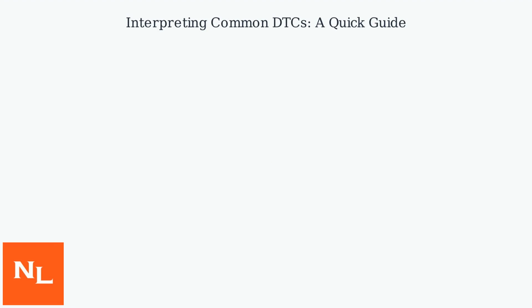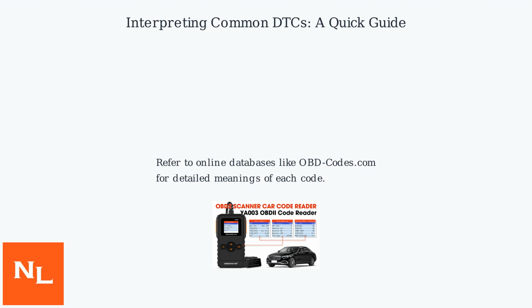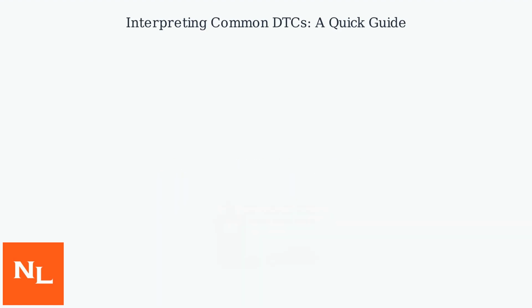Another frequent code is P0171, indicating the fuel mixture is too lean, often due to vacuum leaks or oxygen sensor problems. To understand any DTC, refer to online databases like obdcodes.com. These resources provide detailed explanations for each code, helping you identify the likely cause and potential fixes. Knowing what a code means allows you to start diagnosing the cause of the problem. This targeted approach saves time and helps ensure the right repairs are made.